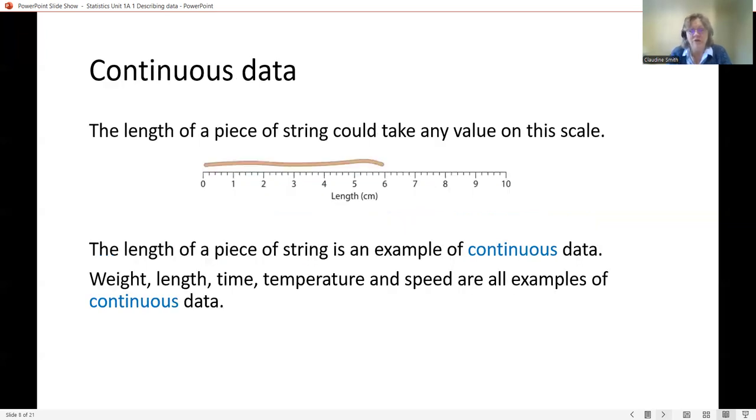The length of a piece of string could take any value on this scale. So the length of a piece of string is an example of continuous data. Weight, length, time, temperature, and speed are all examples of continuous data. So take a minute to have a think about what those have in common.